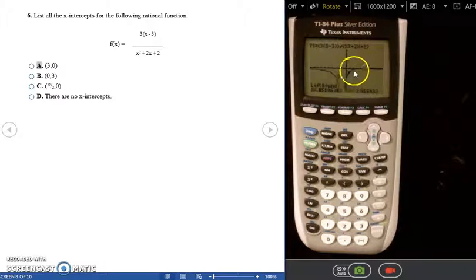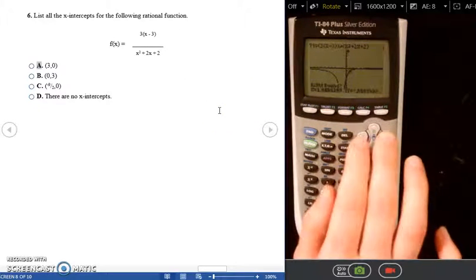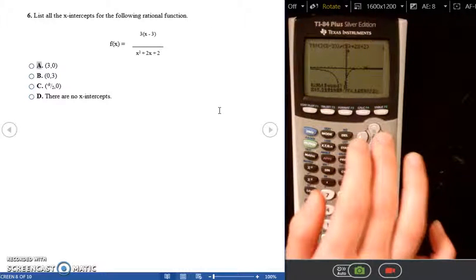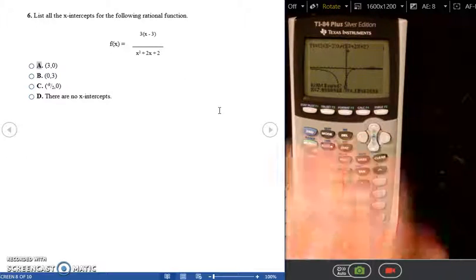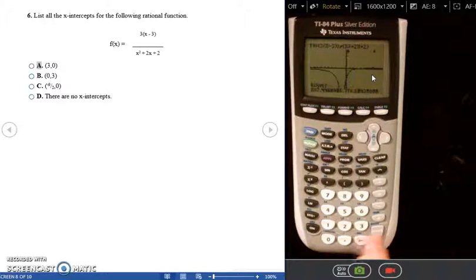So right now it's to the left of this x-intercept. So I'm going to press enter. And then it asks for the right bound. So I'm going to use the right or left arrows to move it so that it's to the right of the x-intercept. And so now it's to the right, so I'm going to press enter.